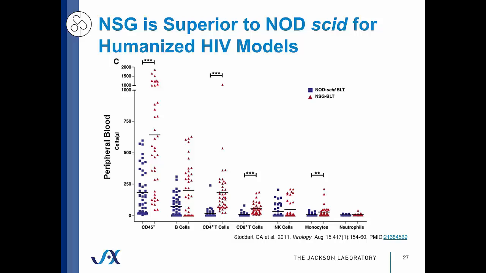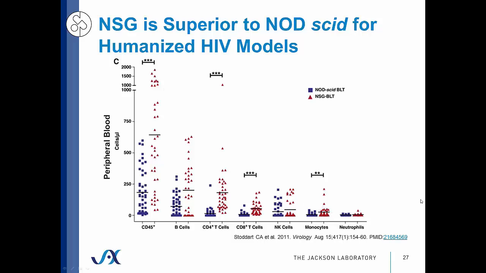Primate models typically have been used to study HIV, but as of late, humanized NSG mice have become the new go-to model for studying HIV. So in this particular example, the authors used NSG BLT models and compared them with non-scid BLT models for human immune cell engraftment, and you can see that in almost every immune cell population that they looked at, the NSG BLT models had much higher levels of engraftment, and that includes total white blood cells, so CD45, as well as CD4 positive T cells, CD8 positive T cells, and monocytes.